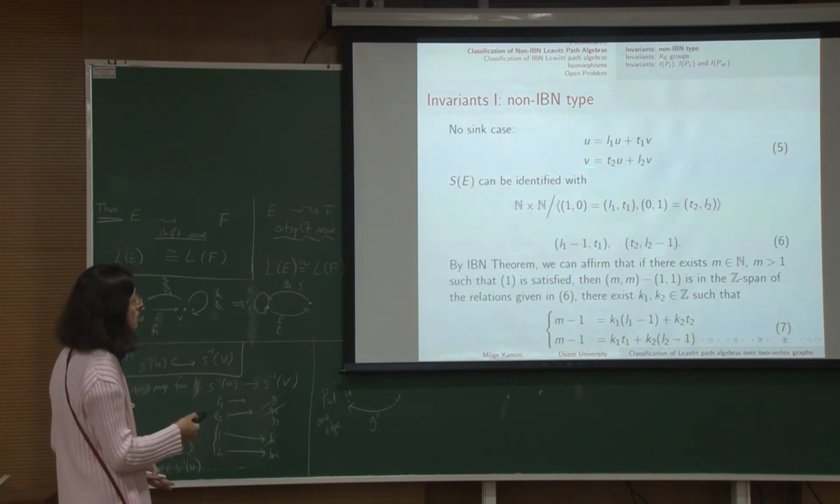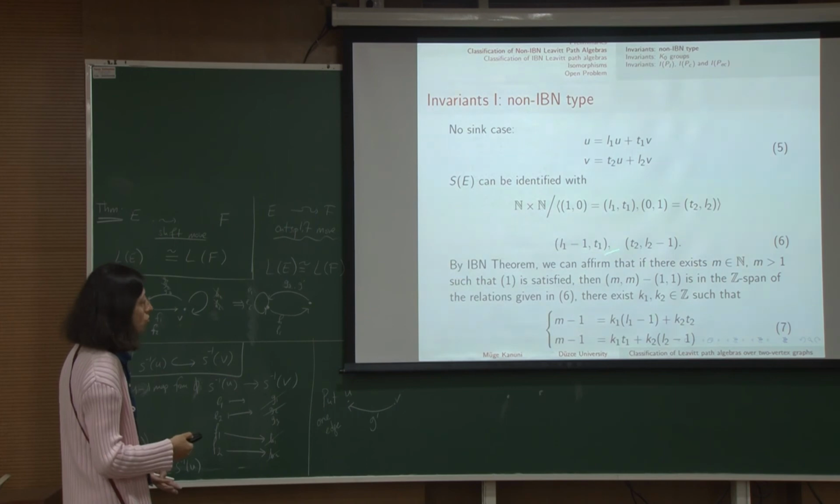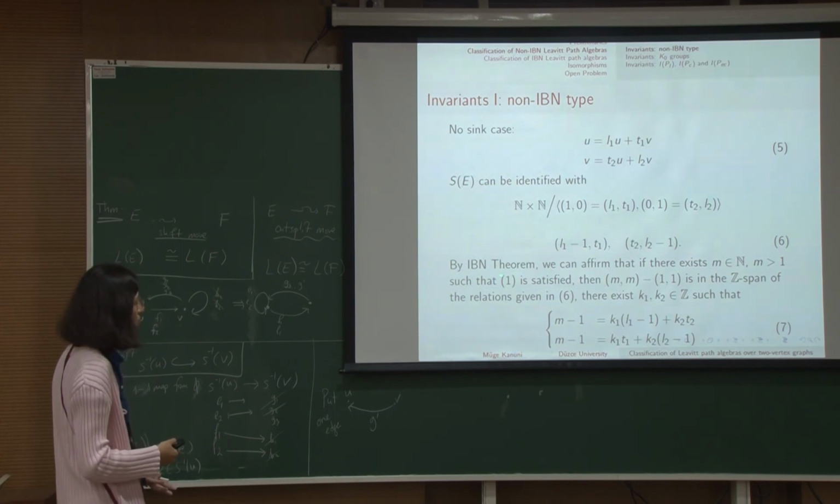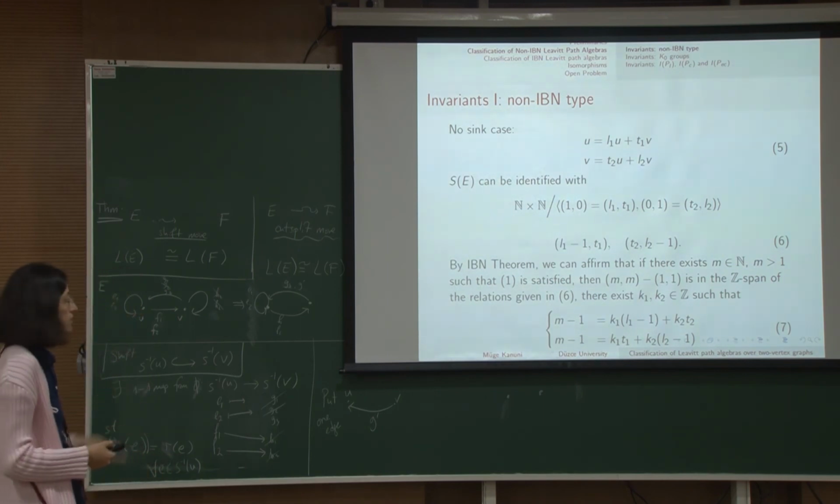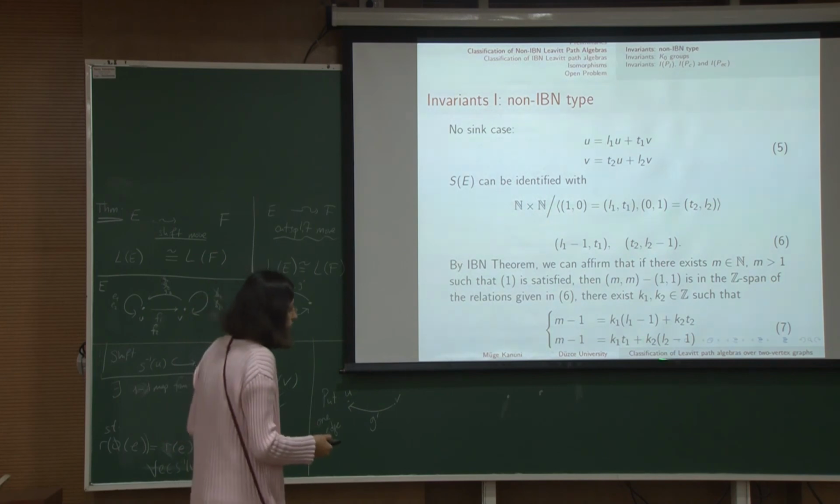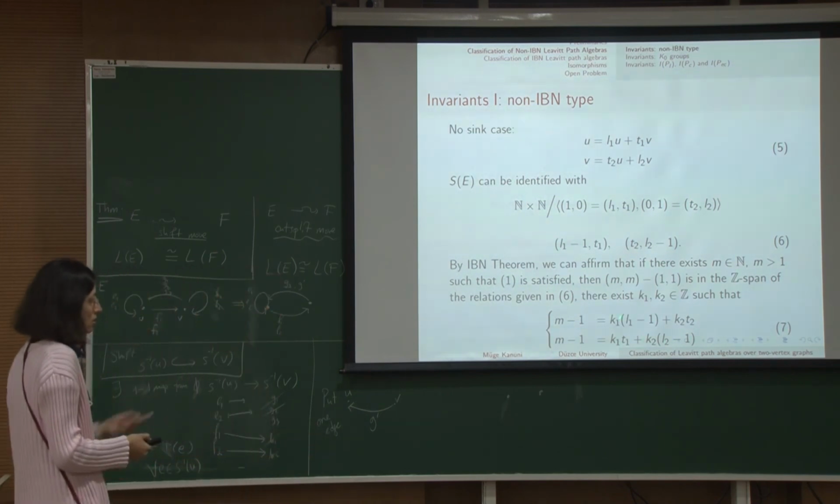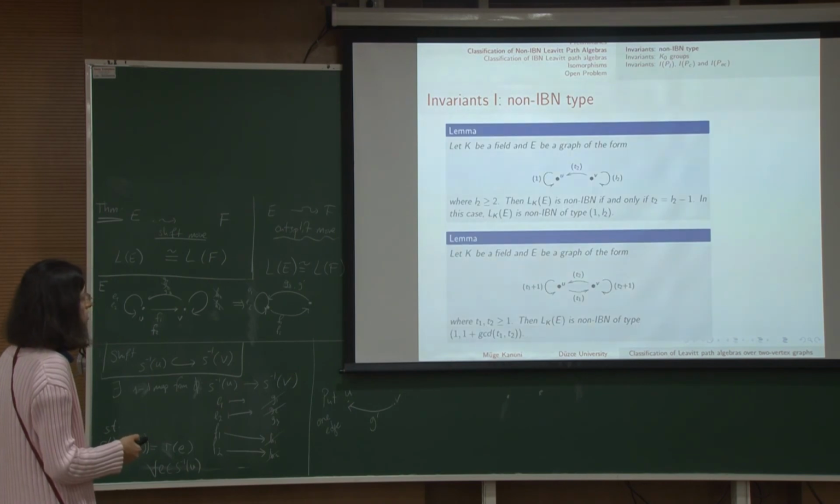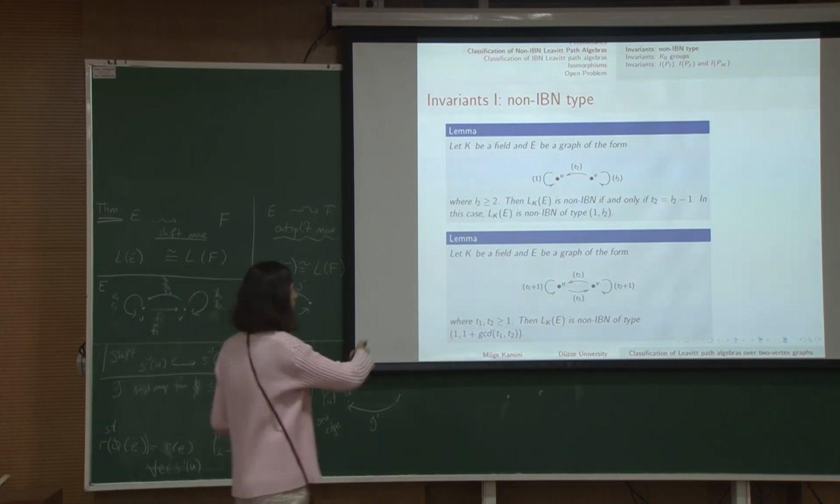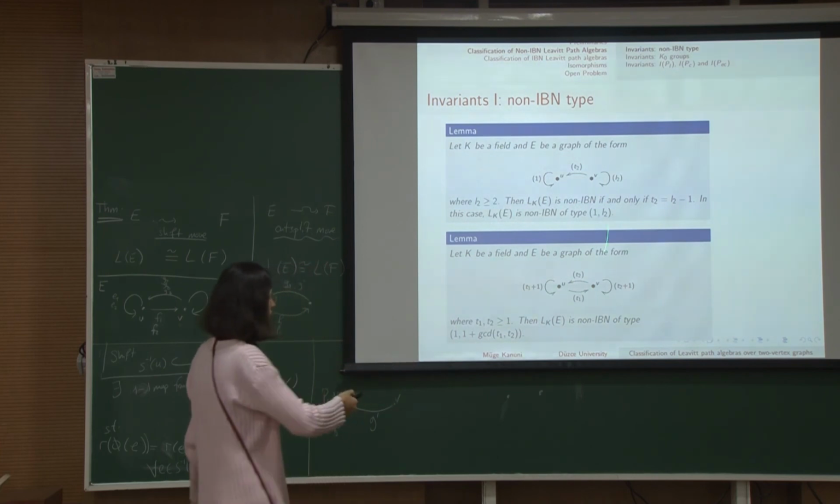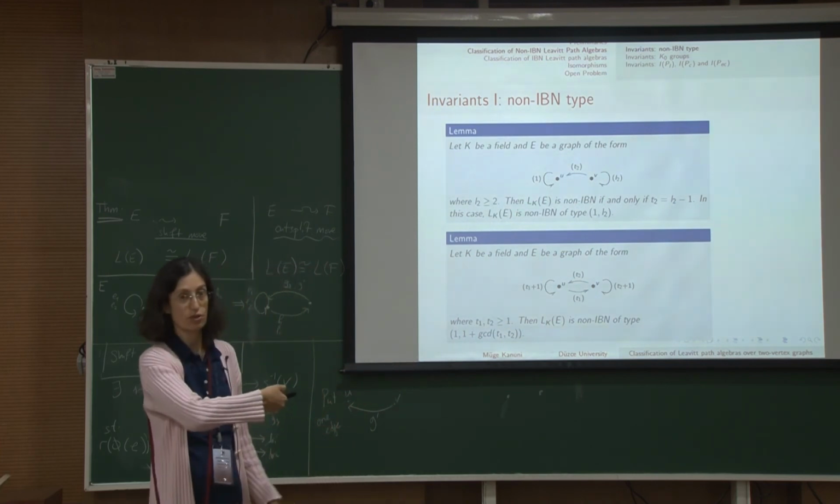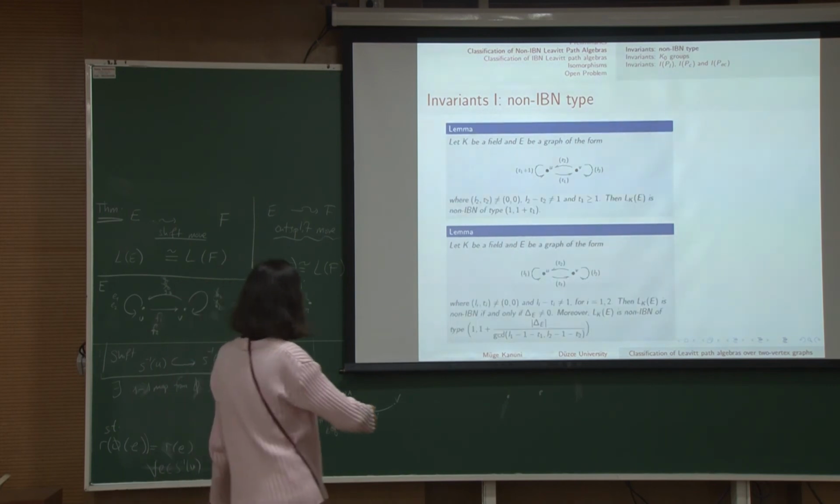If you have no sinks, then this time you have two relations from the equation. You set up, in the quadratic group, you have this, and this is your new linear algebra problem. If it's non-IBN, then it's in the linear span of the relations. So you solve this and now you get different conditions. It's again linear algebra, it's not hard. If this is one, you have another case. You calculate all the linear algebra. It's a good exercise, you can work on it. And then you calculate the non-IBN.